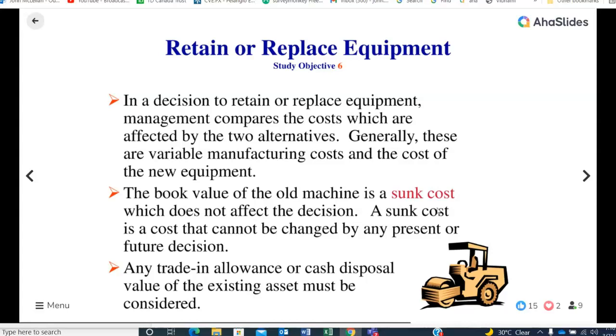However, if I can trade in, if I can exchange this piece of equipment to get the new equipment, I get what's called a trade-in allowance. Or if I dispose of this equipment and somebody pays me for it, then I get cash. In both those situations, there's future cash, so they're relevant. So let's look at a decision.